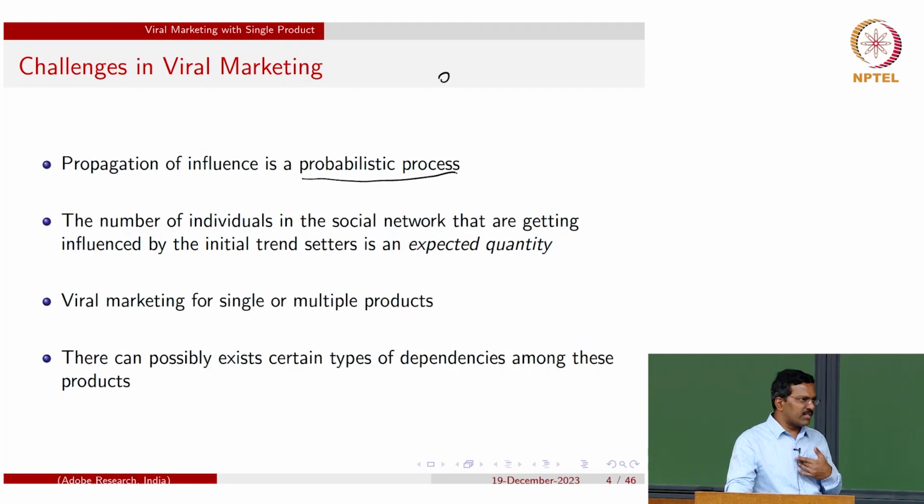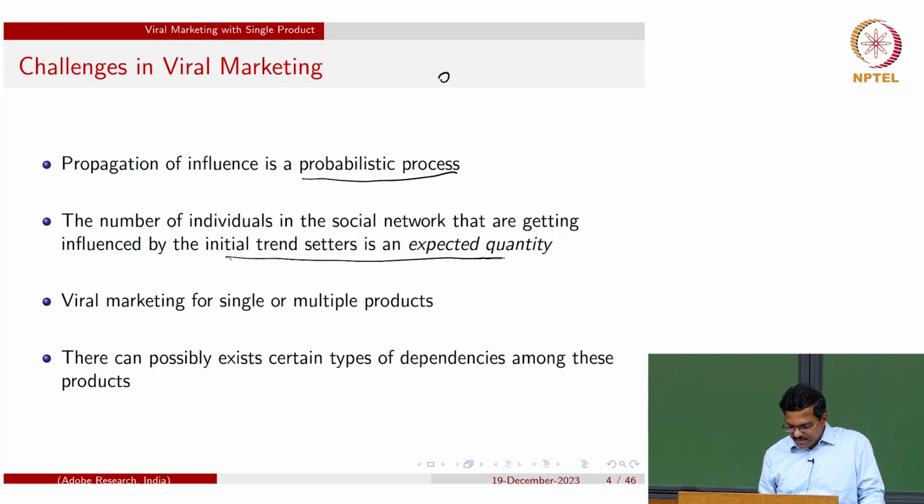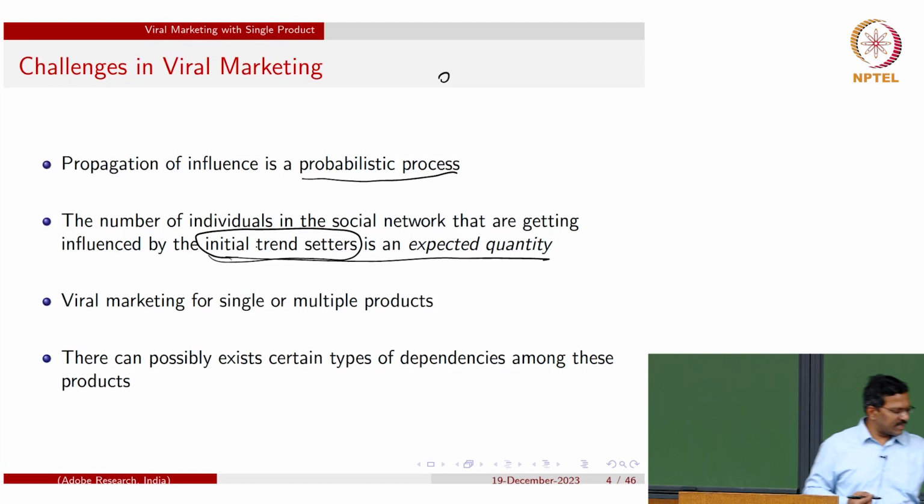That is my influential capability. So it's a probabilistic thing. Even though I am telling this to all 10 people, only 4 of them are getting influenced, right? There is a probabilistic thing behind the scenes. So that's the reason it's a probabilistic process. And the number of individuals in the network that are getting influenced by the initial trendsetters is an expected quantity. The initial K people are also called initial trendsetters or initial influencers that you have to identify. In the classroom setting, it is the teacher, right?